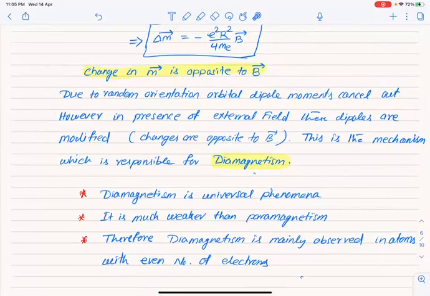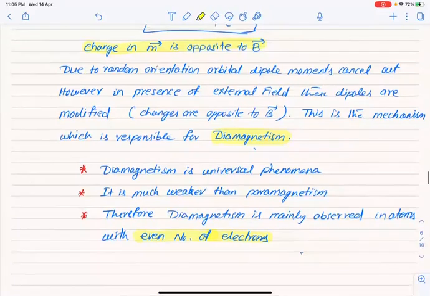So, therefore, you can observe diamagnetism only when there are no paramagnetic effects in the material, and that can only happen when there are an even number of electrons. Okay, if there are an even number of electrons, your paramagnetic effects are not observed there, and at that time only you can observe the diamagnetism. Okay.